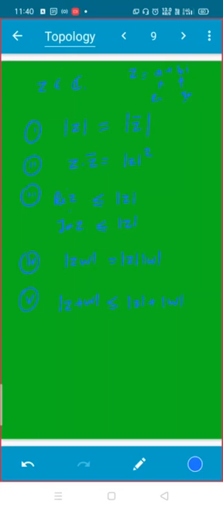I'll give you a hint. The hint is, what is z plus z bar? Can you tell me what is z plus z bar? Let us just complete that first.